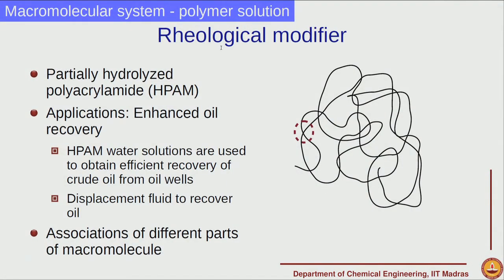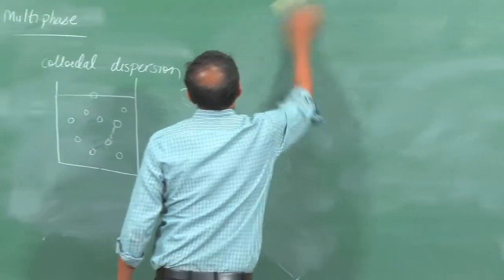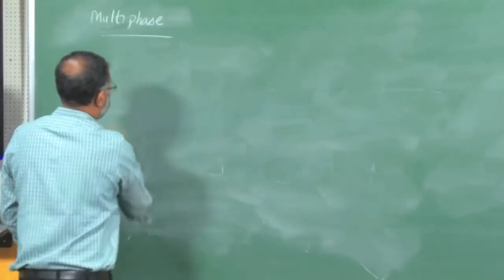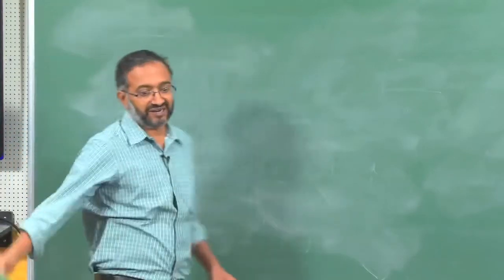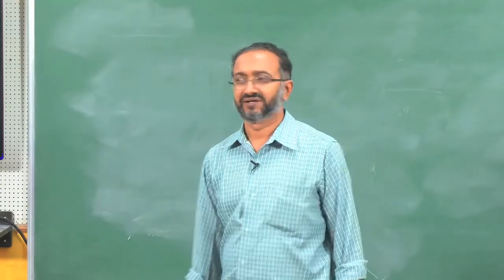By definition it modifies the rheological response of a solution or of a liquid. And this is an example of a macromolecular system, which is a polymer solution. The example that I have taken is partially hydrolyzed polyacrylamide. Polyacrylamide is a polymer which is used in biotechnological applications. For example, in gel electrophoresis, the gels are made out of polyacrylamide. It is a water soluble polymer and it is quite commonly used as a rheological modifier.